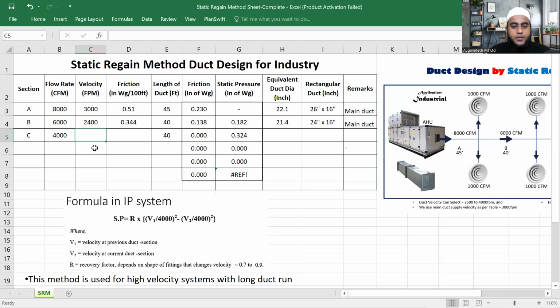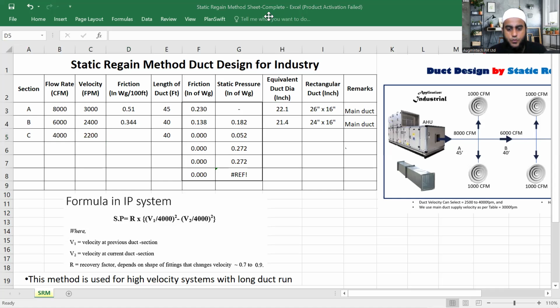Okay, someone is telling me to take 1800, some are telling some other value, okay, no problem. Because we don't know, we have to see the condition. So here I'm assuming, we know only one thing, that velocity will reduce. In the previous section I have taken 2400. So let's say here I'm trying to take 2200 FPM, okay? As per that, we'll calculate and we'll see whether it is correct or not.